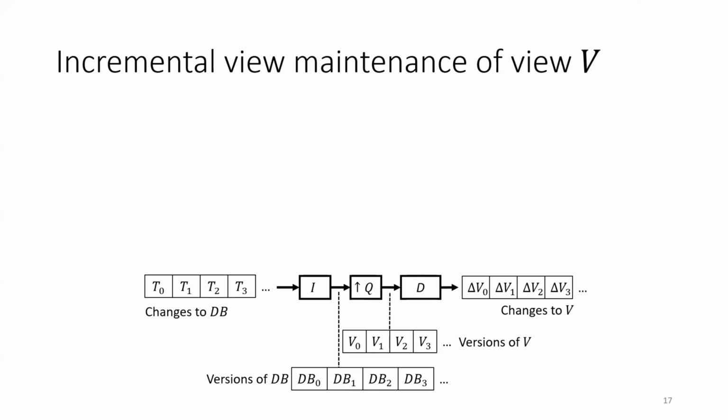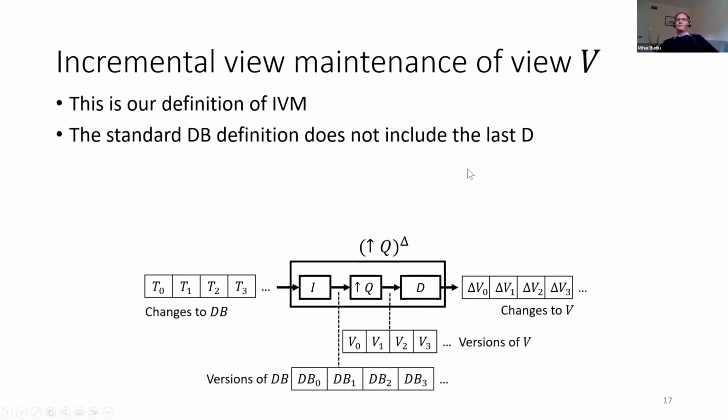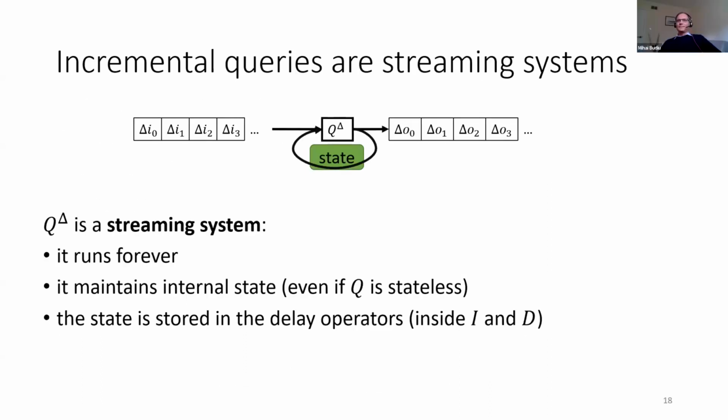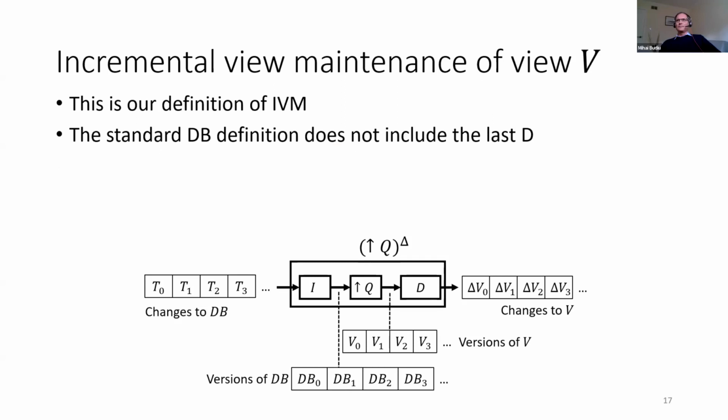Okay, so we claim this is the right API to define incremental view maintenance. But as I'll show you, you get many more benefits if you approach the problem in this way. Can I interrupt? Sure, of course.